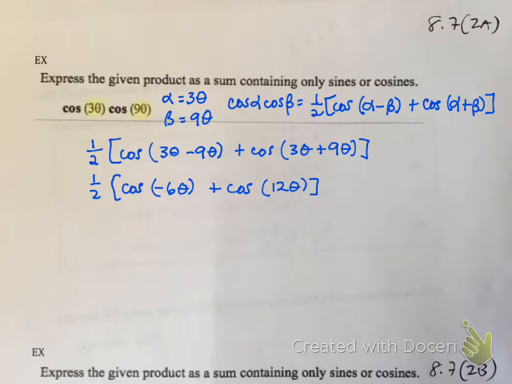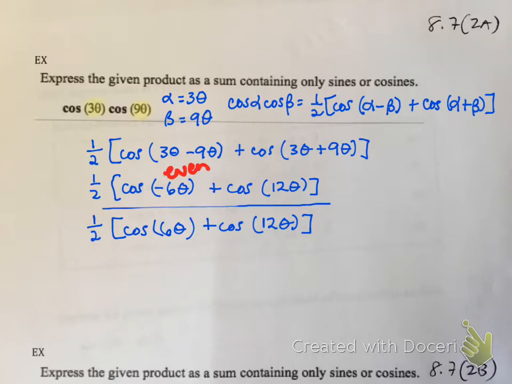Alright, cosine is even, so this negative goes away, and I'm left with 1/2 cosine 6 theta plus cosine 12 theta. And now I'm done. Okay, so there's your answer.